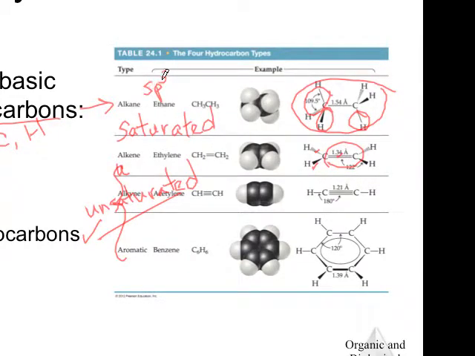So I don't need four sigma bonds like in sp3. I only need three. So we are sp2 hybridized. The extra p that's not being mixed is used for the pi bond that is also present and makes it a double bond. In an alkyne, where I've got a triple bond, I only have two sigma bonds.